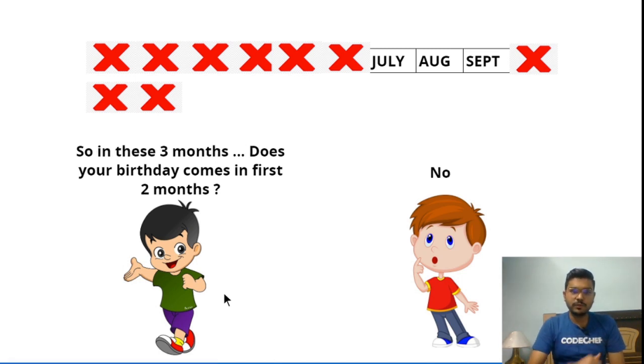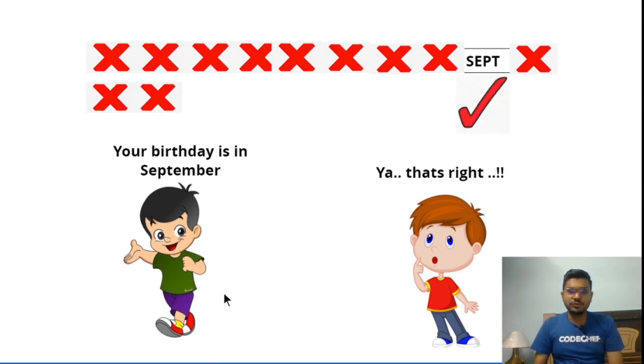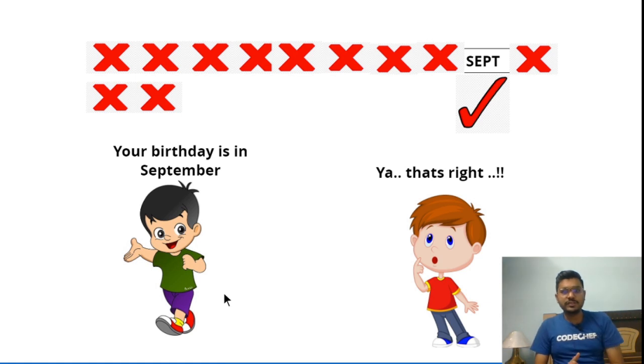Now, what was the third question? The third question was, in these 3 months, is your birthday coming in the first 2 months? The answer was again a no. That typically means July and August are cancelled and the birthday month is September, which is the remaining month, right? So you see that in 3 questions, he identified his birthday month, that is September, right?